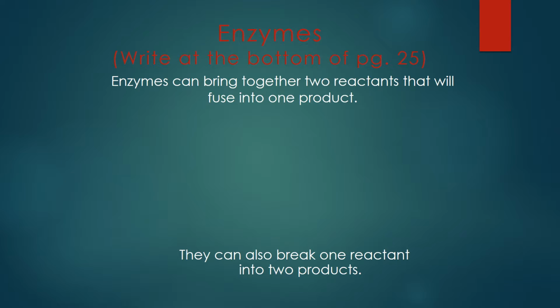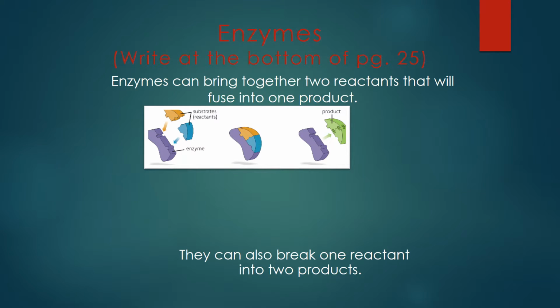So enzymes can bring things together, just like we saw in that last picture. Here, this picture is labeled really well. The purple is the enzyme, and the yellow and blue are the reactants or substrate. They are going to come together on the enzyme. And this point right here on the enzyme is called the active site. When they join there, they get smushed together and form the product. And then the product is going to leave.